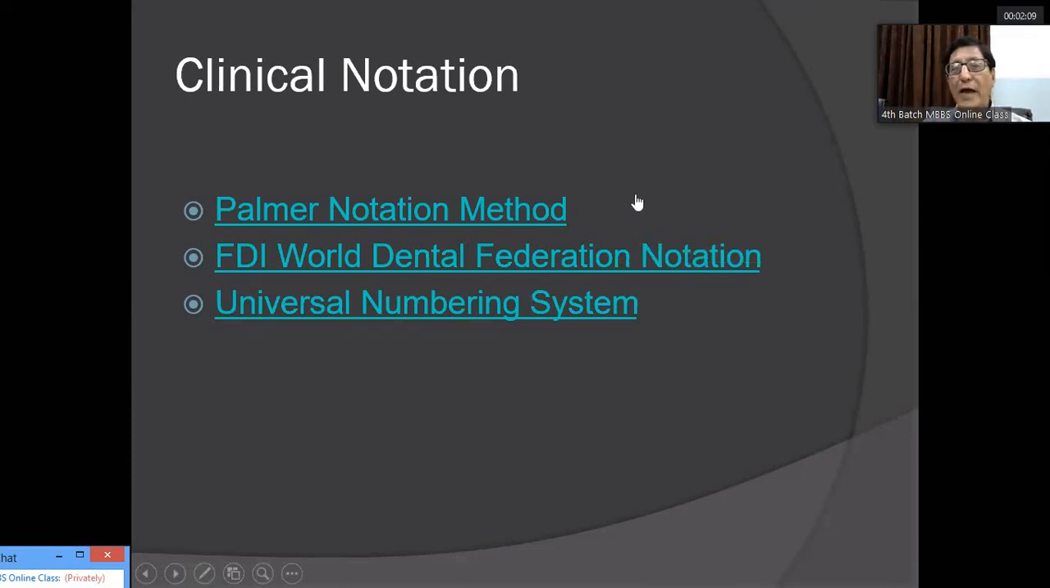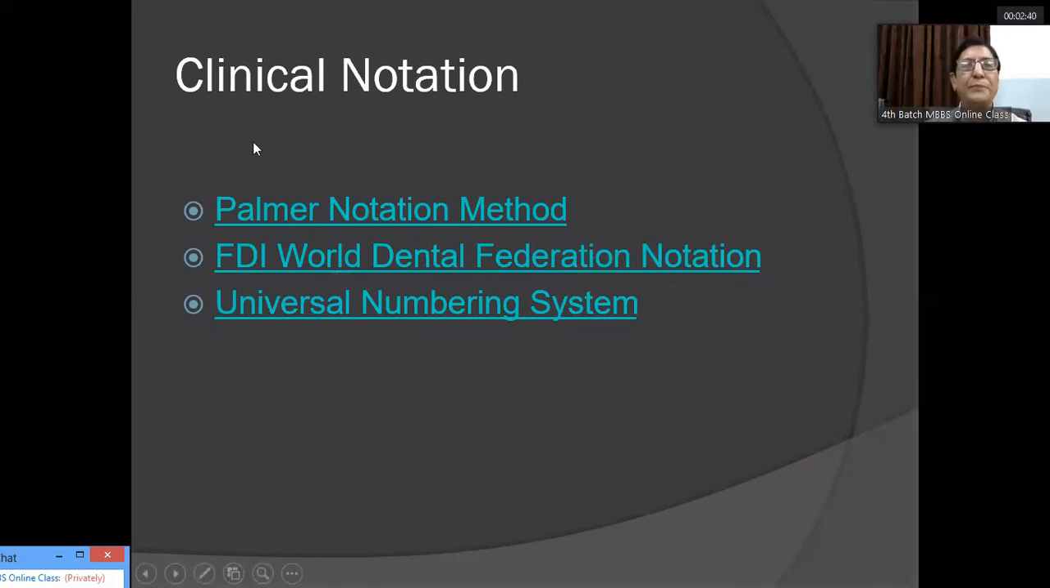Why we had to have another system is that when the computer came into this world, the Palmer notation system could not be incorporated into computers. That was the problem at that time. Now that has been solved already, but then it could not be incorporated into the computer. So we had to move away from that system, and other systems were developed which could be incorporated into our computer charting system.